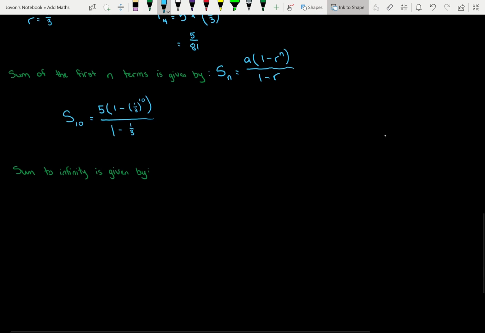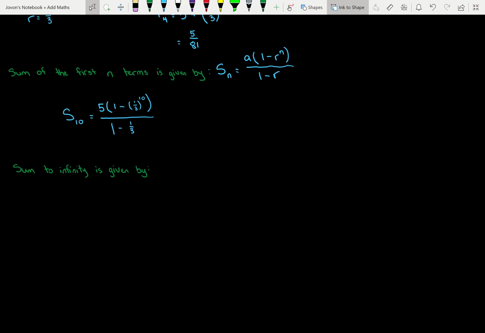Now we have something called the sum to infinity. What this basically says is that if we continuously add all the terms in a geometric progression, they approach a point. They do not reach the point, but they approach a point, and this point is called the sum to infinity. So if we were to add up an infinite number of terms, they would all approach this value, and we use the sum to infinity to find it. The sum to infinity is equal to a over 1 minus r.